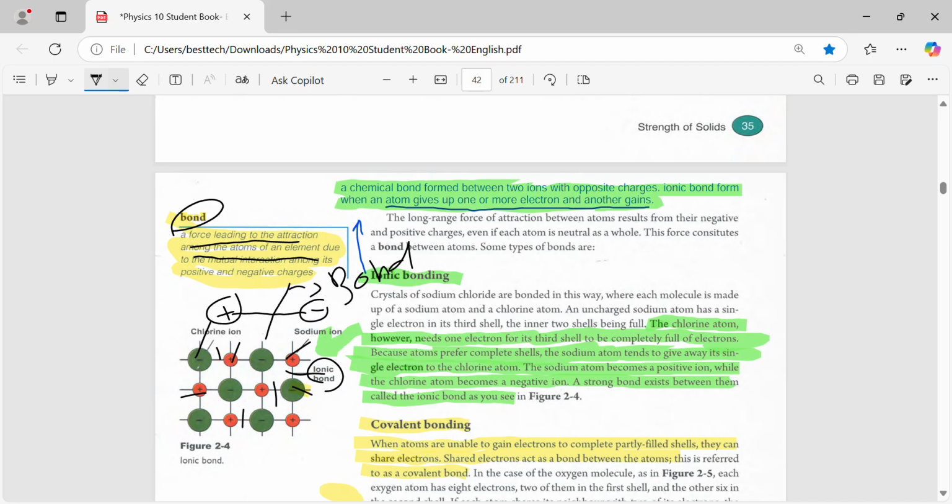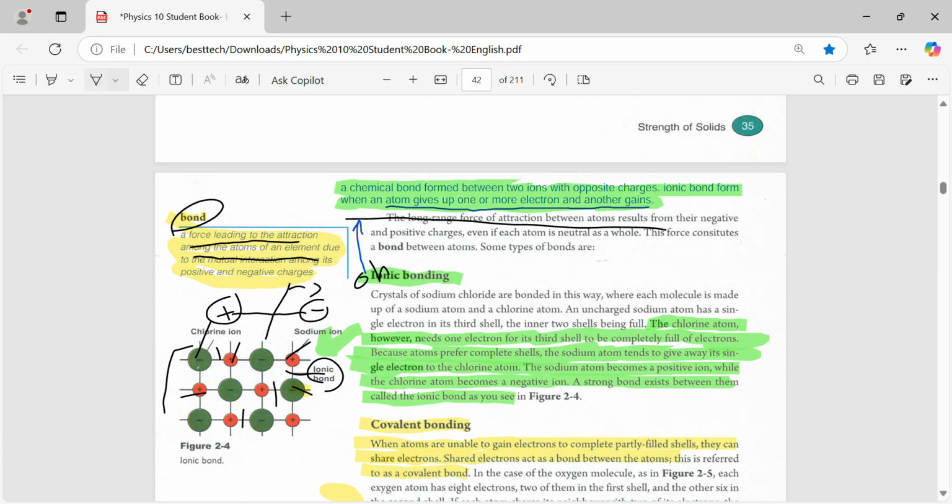We have three types of bond, guys. The first type is called ionic bonding. The definition I wrote by myself is not in the book. What is ionic bond? A chemical bond formed between two ions with opposite charge. Ionic bonds form when an atom gives up one or more electrons to another atom that gains them. Guys, we know the bond is between two opposite charges. Of course, one of them is negative, the other is positive. Now here I showed you negative and positive. But what is that ionic bond?